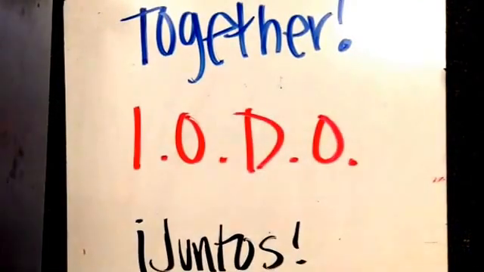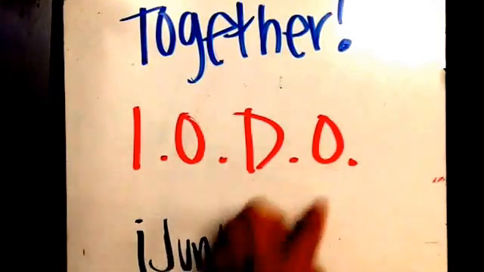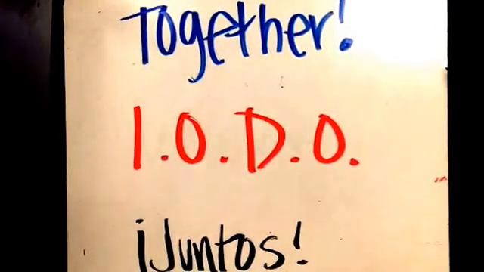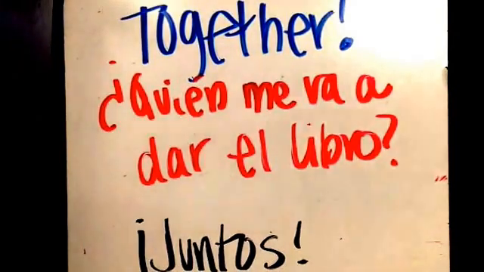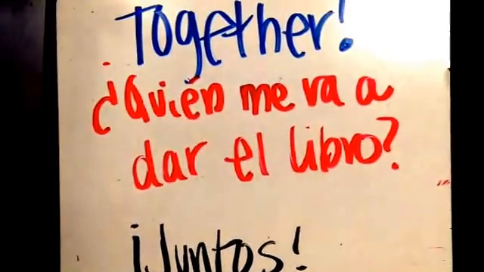When you put these two together, in the case of double object pronouns, you always put the indirect object first before the direct object. So in any sentence, you just need to remember I-O-D-O. Since we're on a book theme, we'll ask a very important question. ¿Quién me va a dar el libro? Who is going to give me the book?